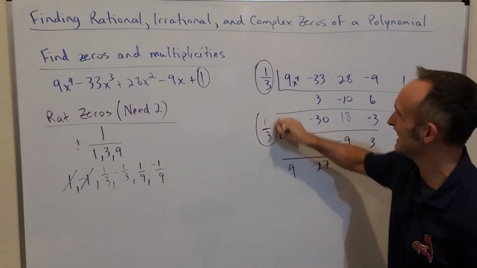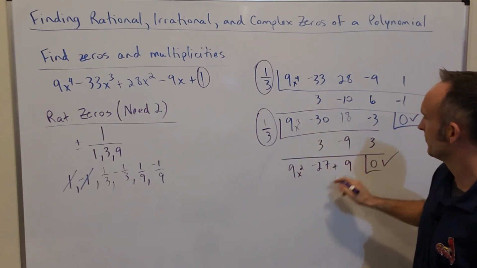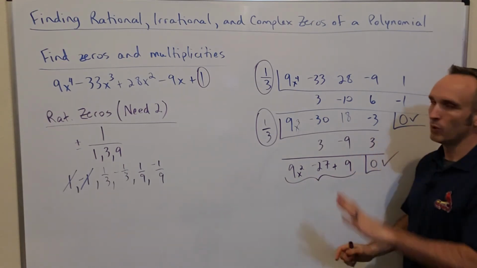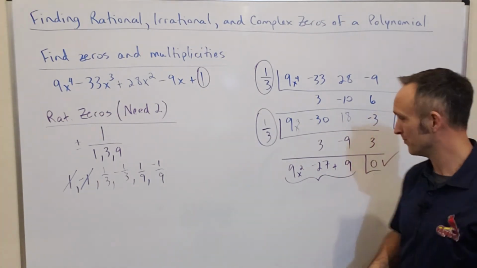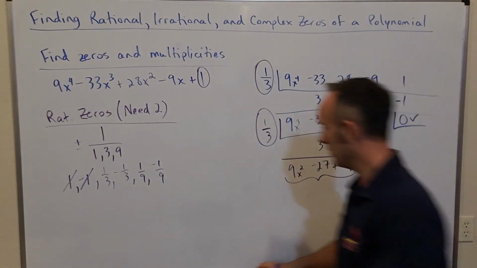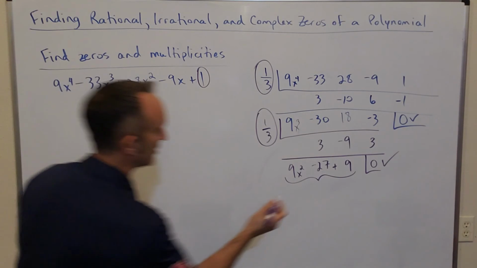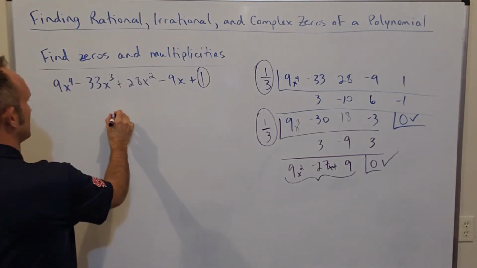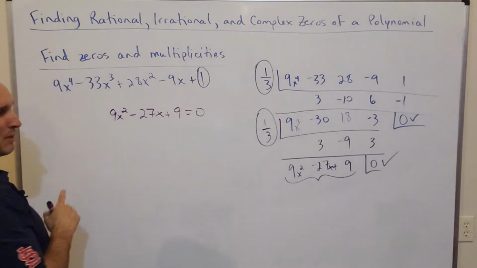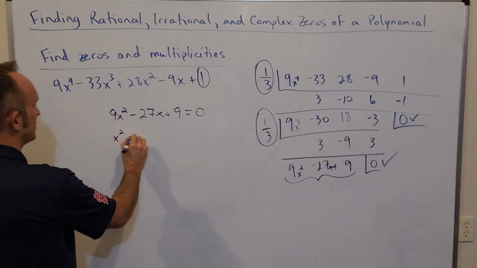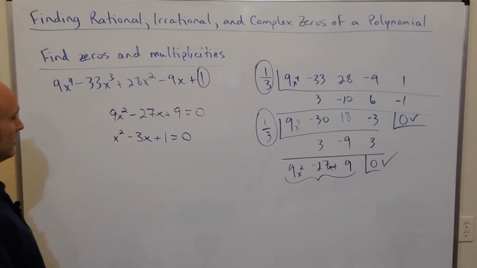So 1/3 worked again. And remember, this was x cubed, which means that this is x squared, and this is our quadratic. So what we see here is 1/3 is a rational zero twice. It has a multiplicity of 2, okay? Now we've got our quadratic, we need to find the zeros of it. So what I'm going to do is, that's negative 27x, I'll set that equal to 0, and I'll divide both sides by 9. That's going to make all my numbers smaller. Sometimes you can't do that, but it's nice when you can. And then we'll use the quadratic formula to find the last two zeros.